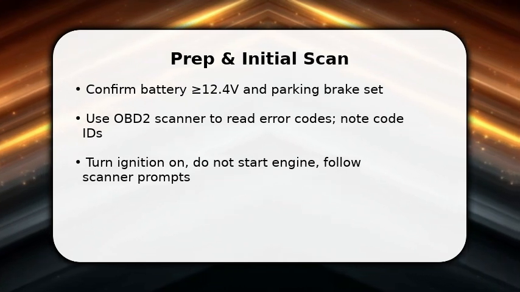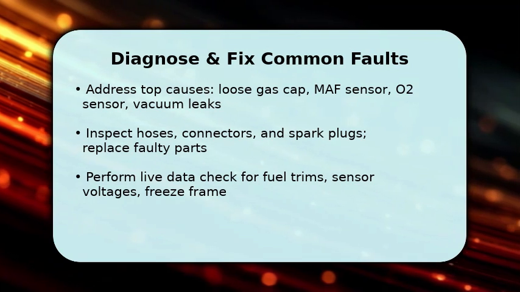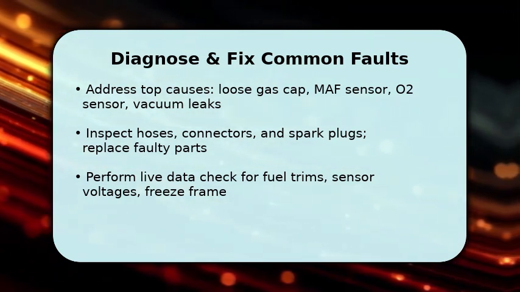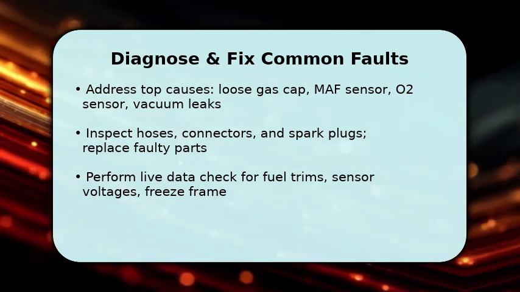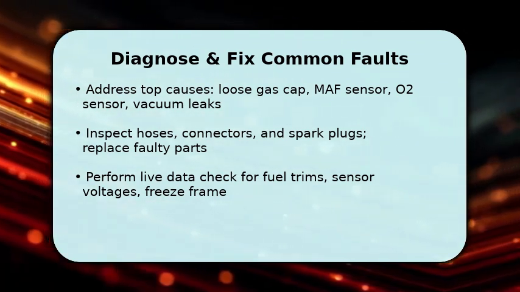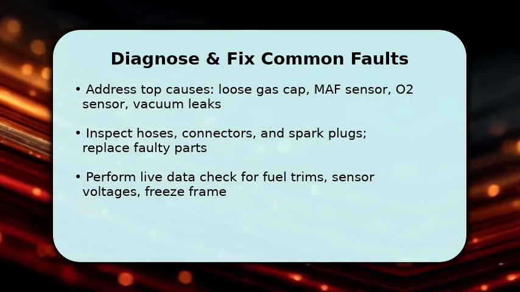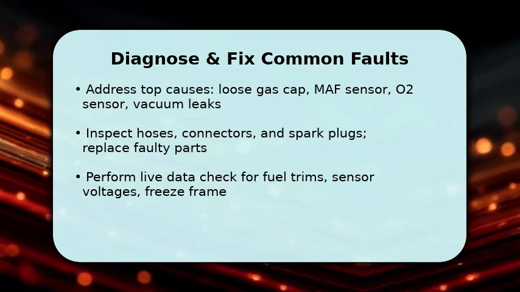You now move into targeted diagnostics based on the code. For example, if it points to a EVAP or fuel trim, check the gas cap and hoses. If it's a sensor code, inspect connectors and test voltages. Replace or clean MAF and O2 sensors when readings are out of range. Use live data to watch fuel trims and sensor response while cranking or idling. This confirms the repair works.